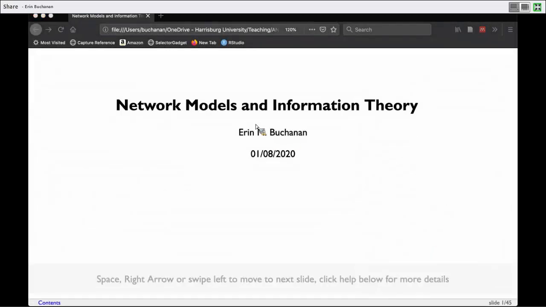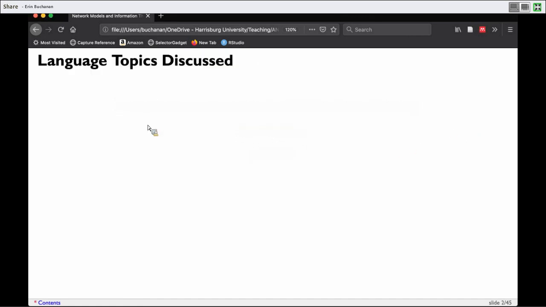Okay, so I'm going to show you two examples of network theory, network models and information theory, and they're sort of two different ways to do this. One of them I think is more traditional academic, and the other one is more like an analytics view. So let me quit Zoom here. And so we'll look at both sides of what people do with these models.